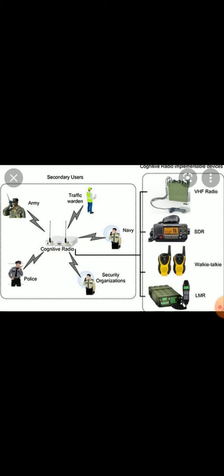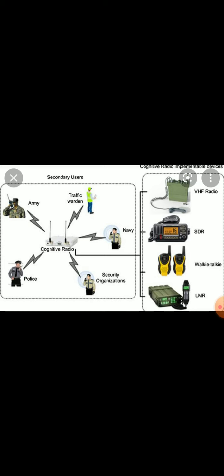What is the difference between the primary user and the secondary user? The primary user has the license to operate in certain spectrum bands, but the secondary user has no license for the usage of the bands assigned to them.